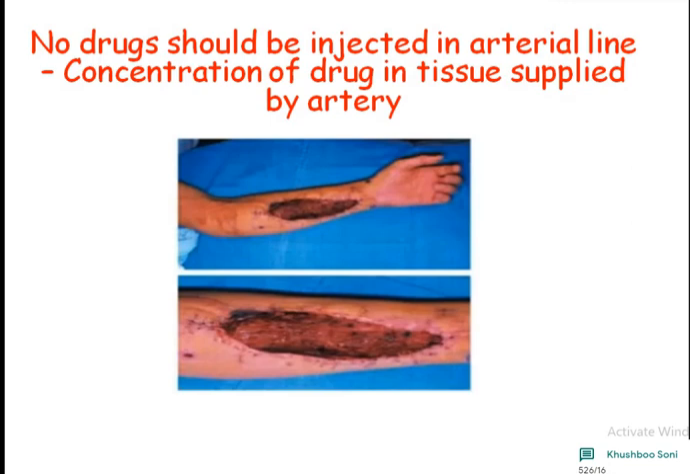Now, this is another important slide that all of you should know: no drugs should ever be injected in the arterial line, because what are arteries doing? Arteries are going to the various tissues. When you inject a drug, they will take that drug to the various tissues like muscles, and that drug will get concentrated there, and that will lead to necrosis. I have seen these cases. The limb goes into gangrene, blackening, and the patient usually loses the limb. So never inject any drug in the arterial line.